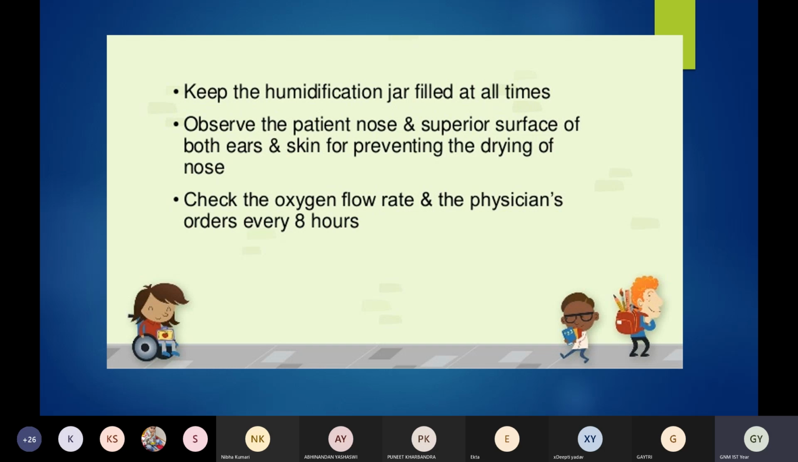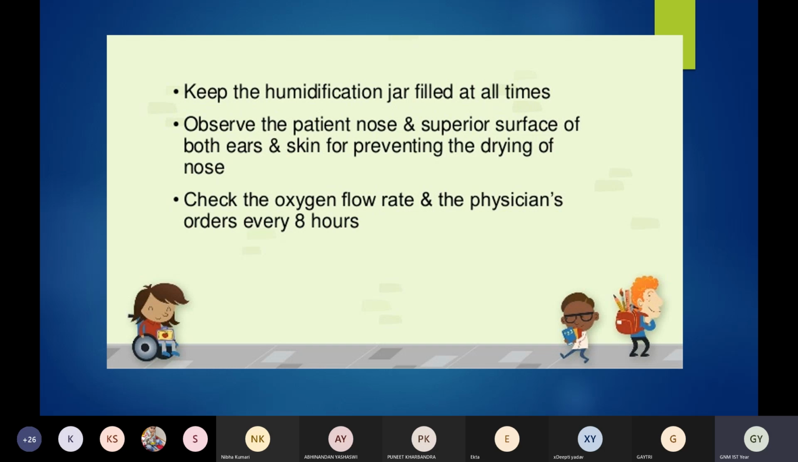Then observe the patient's nose, the superior surface of both the ears, and the skin for preventing drying of the nose. Okay, so we have to check the nose, check for any redness. Check the ears, because when we put the nasal cannula, the two prongs go behind the ears. Now we are fixing behind the ears.